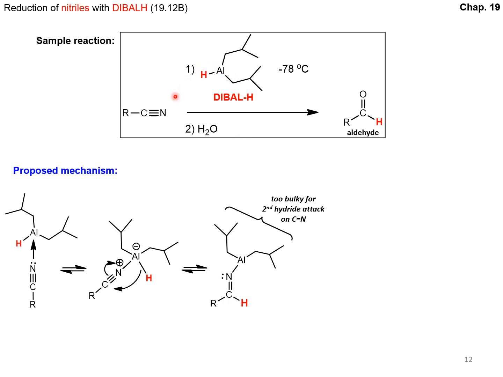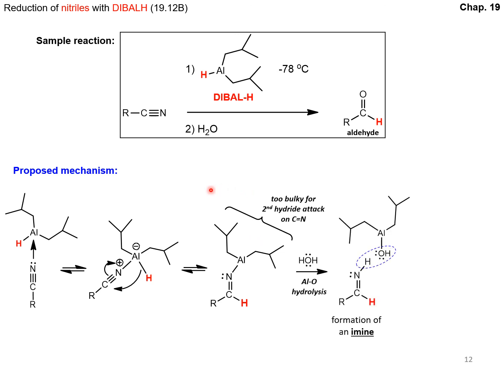What's preventing a second hydride from attacking this carbon is the bulky isobutyl groups that are attached to aluminum. So if another molecule of diisobutyl aluminum hydride tried to approach, it would be repelled by these bulky isobutyl groups. Therefore, this sits in solution until you add water.